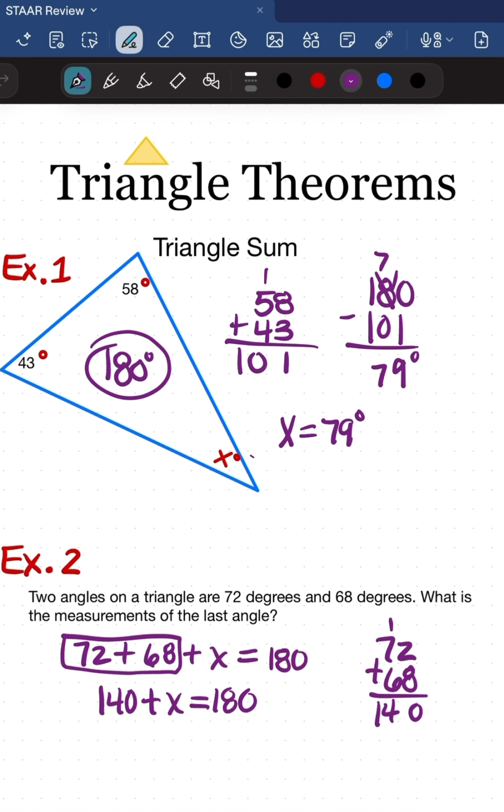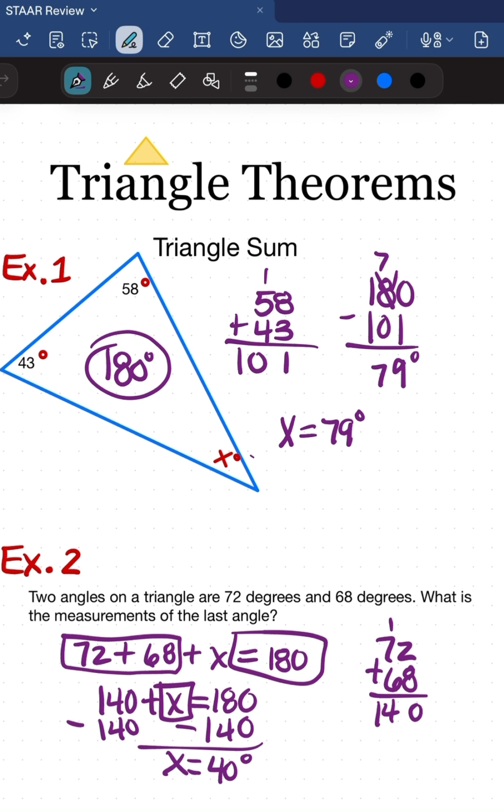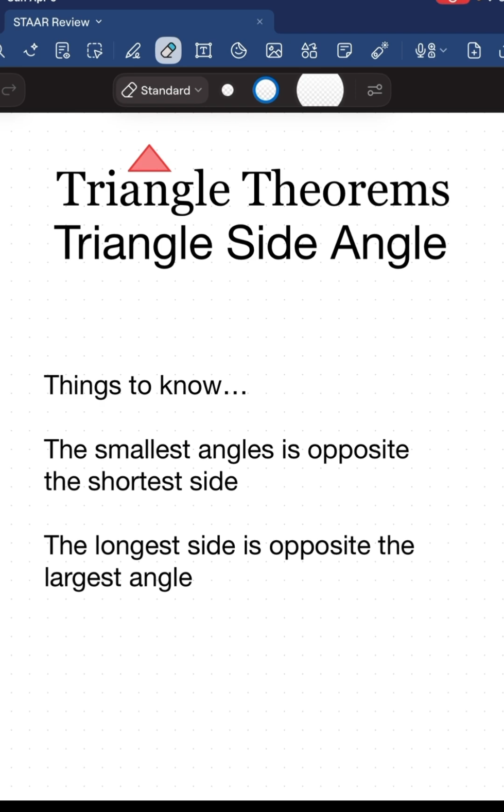Next, let's get x by itself. So subtract 140, subtract 140. So I know that x is equal to 40 degrees. And again, I know this is true because I can add up all three of the angles and it should equal up to 180 degrees. I hope this helps.